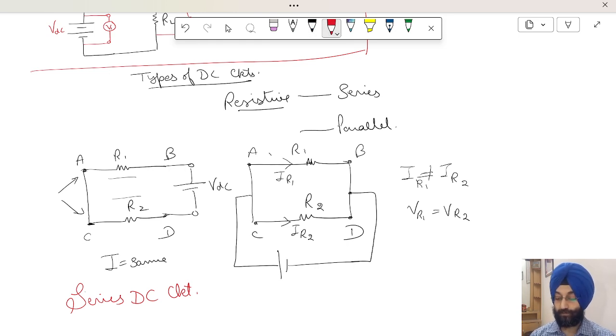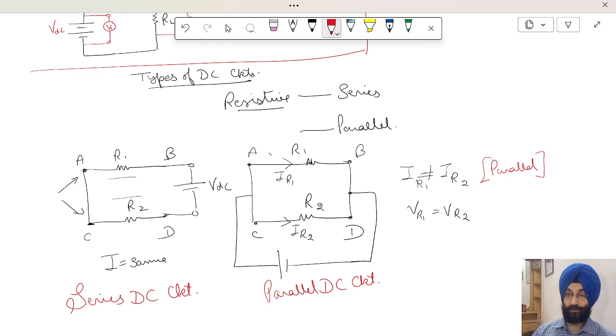So this combination where current divides is known as a parallel combination of resistances, and such a circuit is known as a parallel DC circuit. I hope you have understood this. You can take a screenshot of this particular diagram.